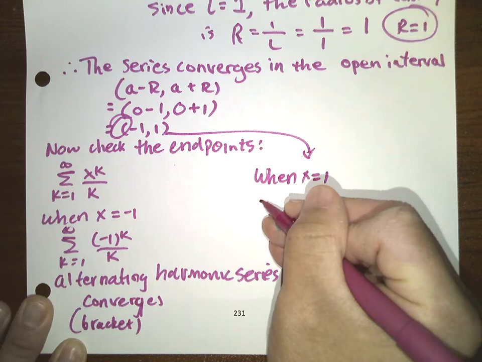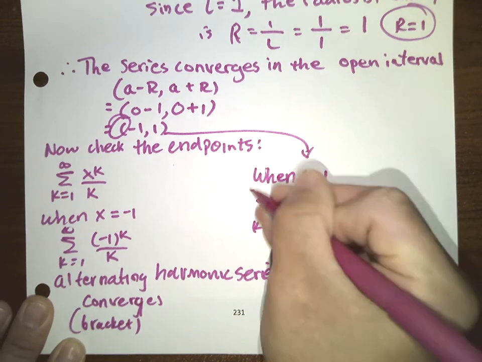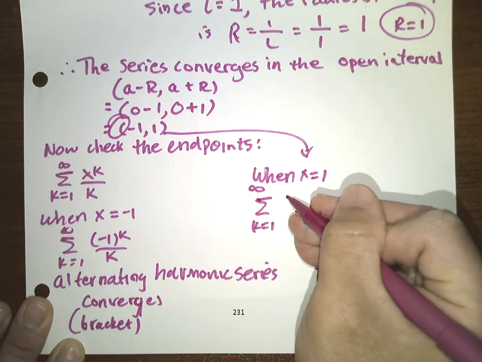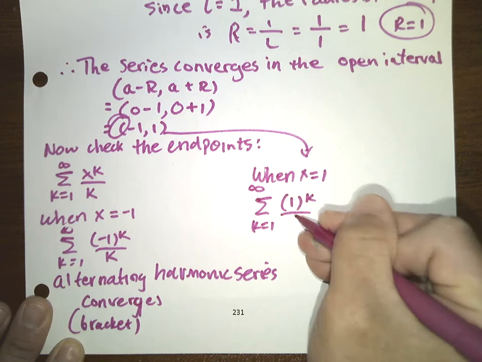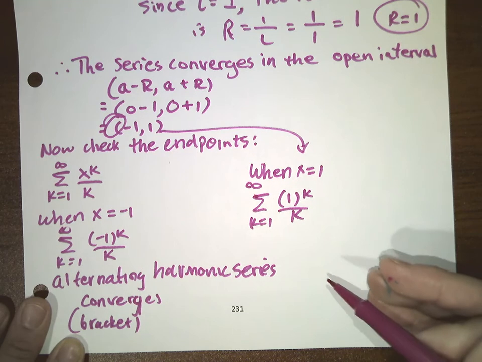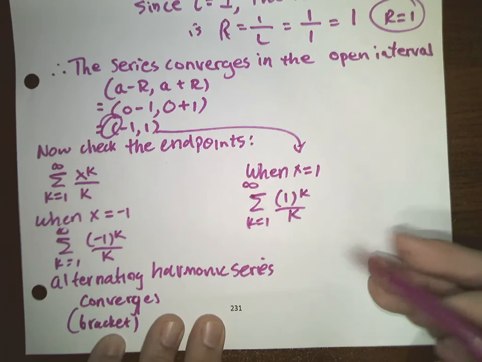And so that's the sum from k equals 1 to infinity of 1 to the k over k. And this is the harmonic series.